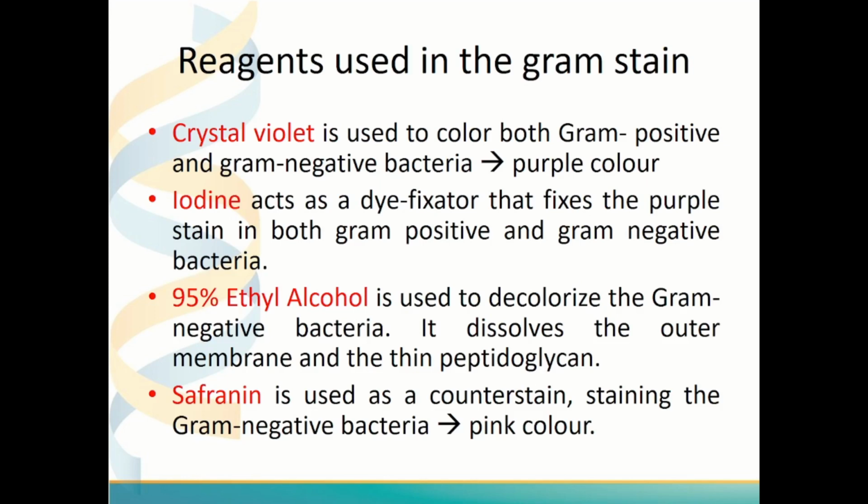And the third one is 95% ethyl alcohol, or ethanol. It is actually used to decolorize the gram-negative bacteria as it dissolves the outer membrane and the thin peptidoglycan in the gram-negative bacteria. And the last one is safranin. Safranin is used as a counterstain. It acts like crystal violet, but it specifically stains the gram-negative bacteria, resulting in the pink color.